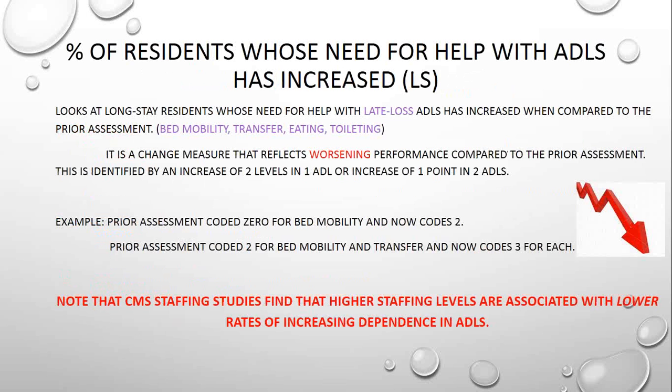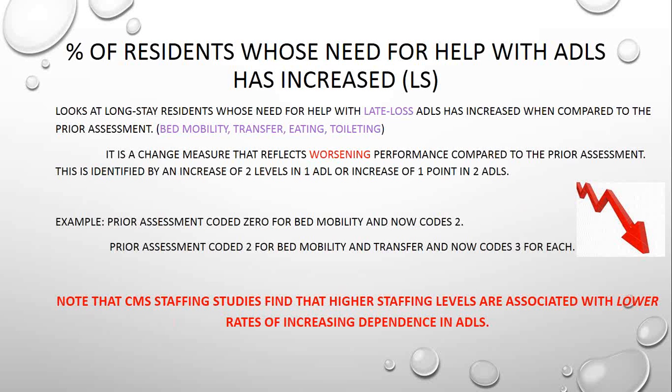So let's talk about the percentage of residents whose need for ADLs has increased. They've worsened, all right? They need more help. It looks at the long stay residents whose need for help with the late loss ADLs has increased when you compare it to the last assessment. Remember, we're only talking about bed mobility, transfer, eating, and toileting. It's a change measure that reflects a worsening performance compared to the last assessment.